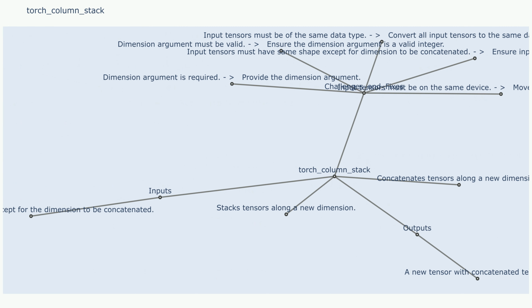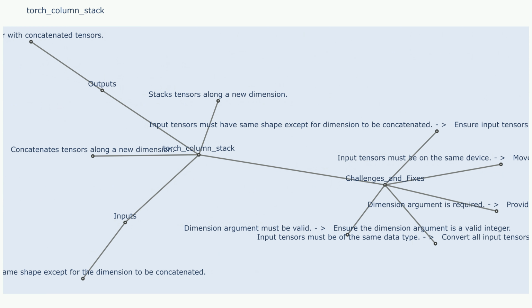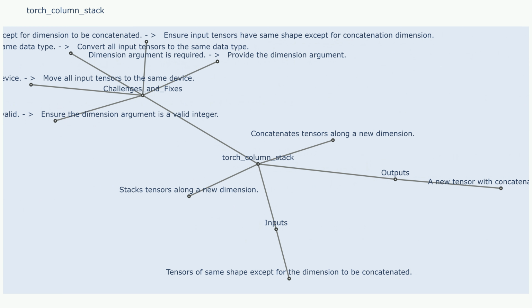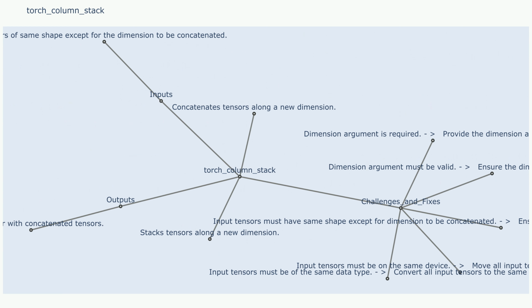Steps. The torch.column_stack function takes a sequence of tensors as input. The function checks if all input tensors have the same number of rows. If not, it raises an error. It then concatenates the input tensors along the second dimension, creating a new tensor with the same number of rows as the input tensors and a number of columns equal to the sum of columns in the input tensors.